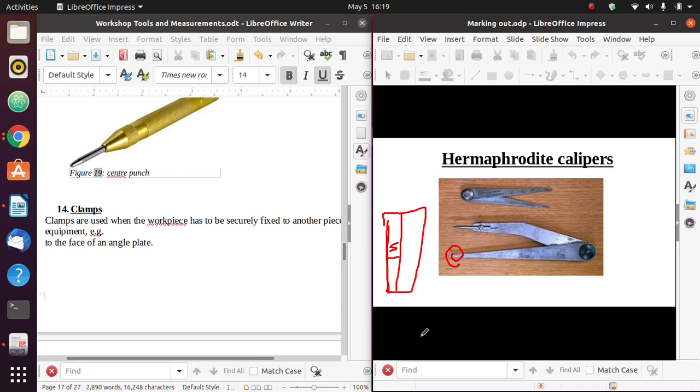We use it to scribe lines that are parallel to straight edges. When you have a straight edge, the straight leg will be placed on the straight edge and moved along it, and then a parallel line will be drawn to the straight edge. So if I want 10 centimeters from the straight edge, I measure 10 centimeters between my legs and place this straight leg on the straight edge, and the bent leg that has the sharp point will now be used to scribe a line that is parallel to that straight edge.